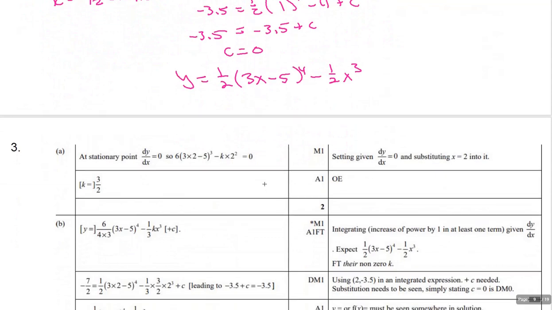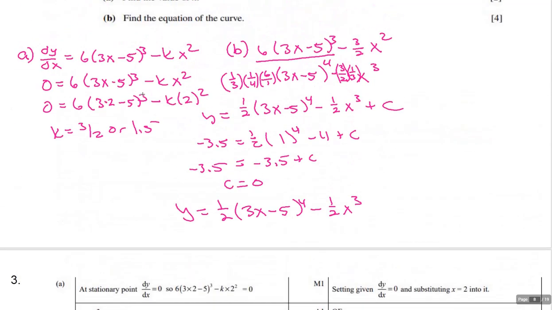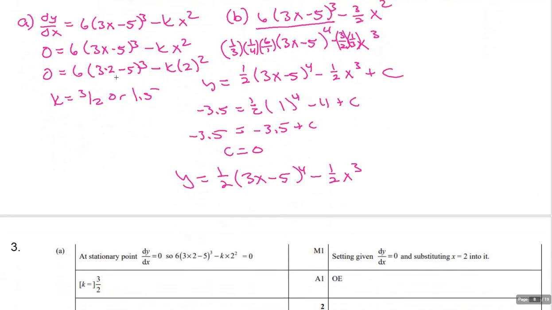All right, so let's take a look here. In part A, find the stationary point. We made it equal to 0. And here you can see what they're looking at: 6, and then the k here, 6 times 3 times 2 times negative 5, and then we end up with it equaling 0. So this is a method point. Basically what they're doing is you put in the x's and make it equal to 0. You should find out that k is equal to 3.5 or 1.5. OE means or equivalent. It doesn't have to be a fraction.